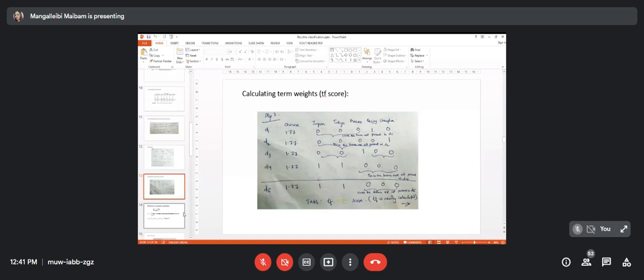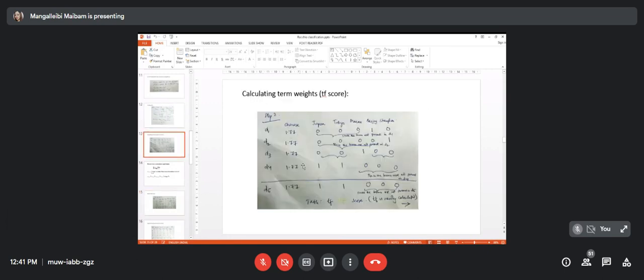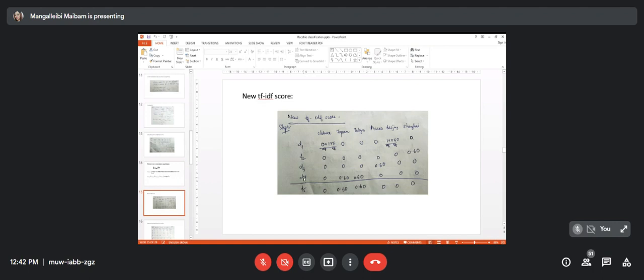Now, step number 3, TF-IDF score. So term weighting. This is known as the TF-IDF score, where you need to multiply the term score along with the IDF. So the same table from this you can use here. With this, you have to multiply along with IDF for Chinese, IDF for Japan, IDF for Tokyo, IDF for Macau, IDF for Beijing, and IDF for Shanghai. That's what is done here. So IDF and TF score.